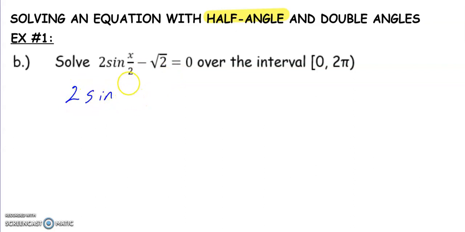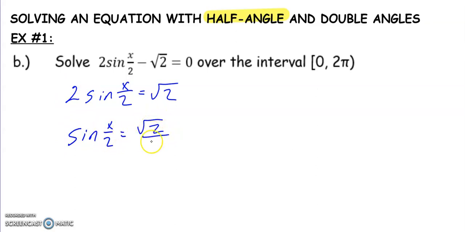So 2 sine of half x equals radical 2. I added radical 2 to both sides. Now I'm going to get rid of the 2 in front by dividing both sides by 2. Okay, so we want to find this half angle. The sine of a half angle is going to be plus or minus the square root of 1 minus cosine x all over 2.